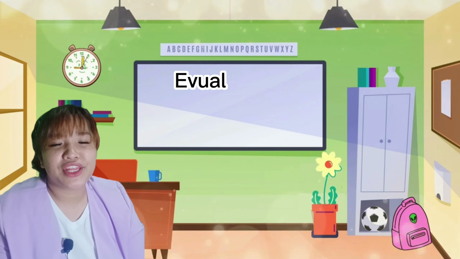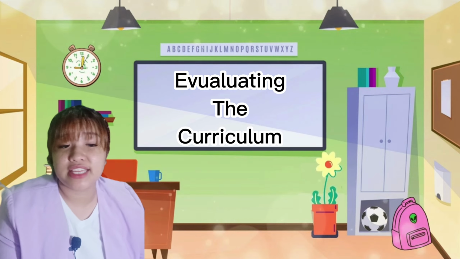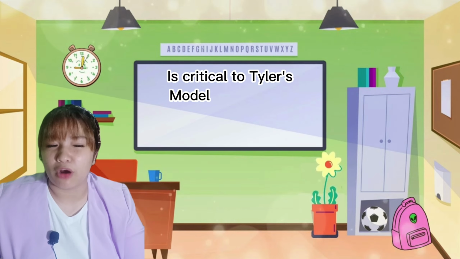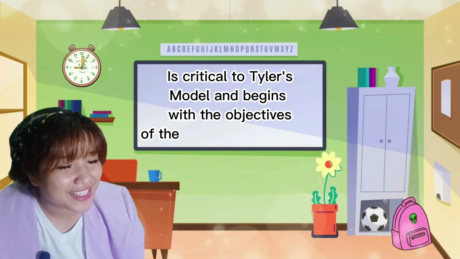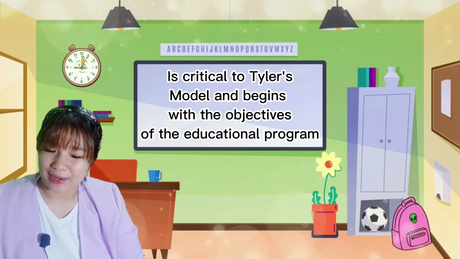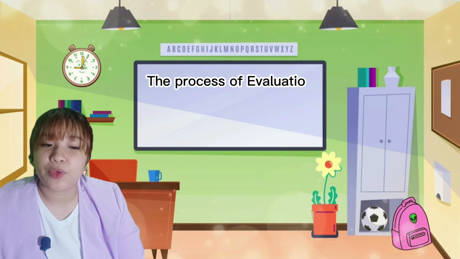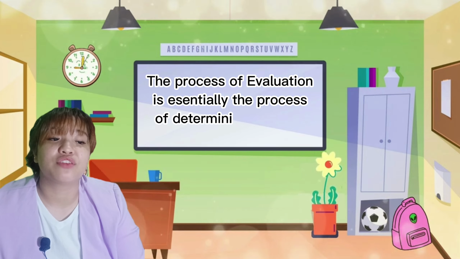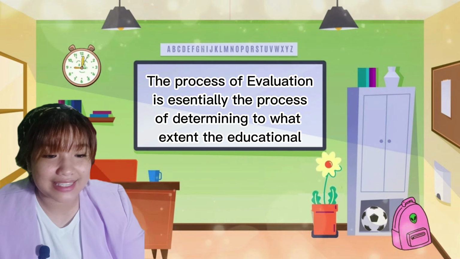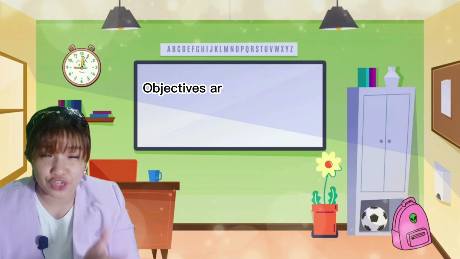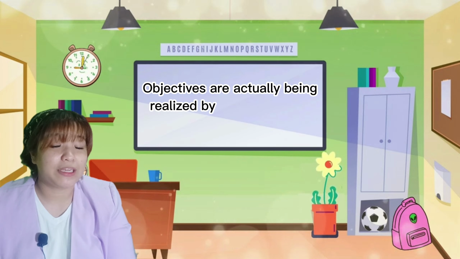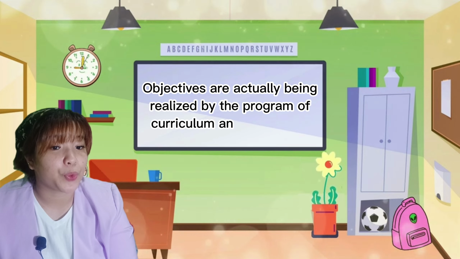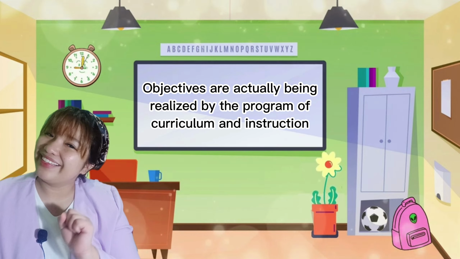So, evaluating the curriculum. The process of assessment is critical to Tyler's model and begins with the objectives of the educational program. The process of evaluation is essentially the process of determining to what extent the educational objectives are actually being realized by the program of curriculum and instruction.